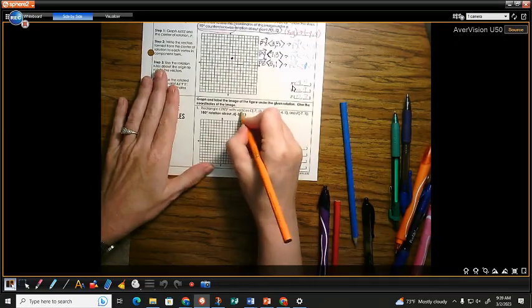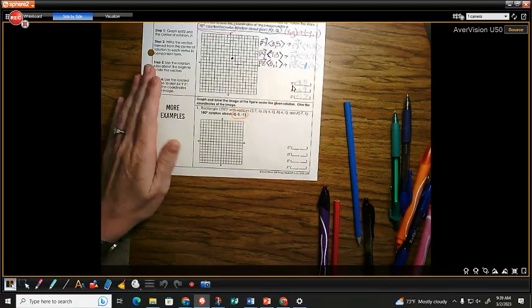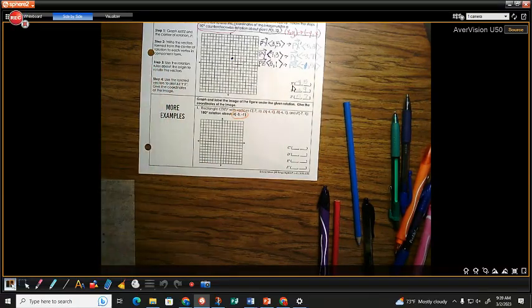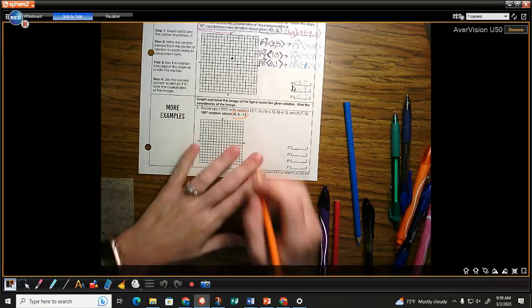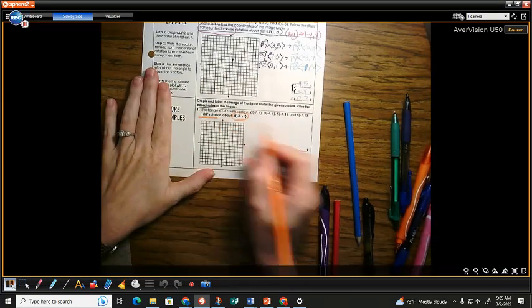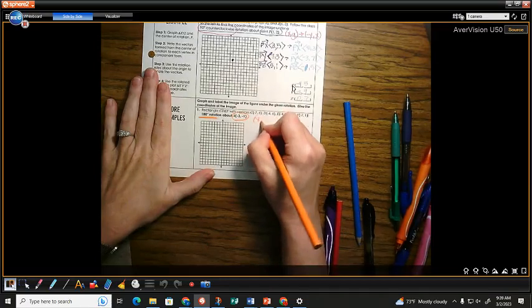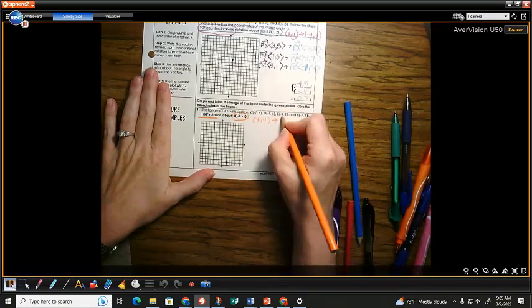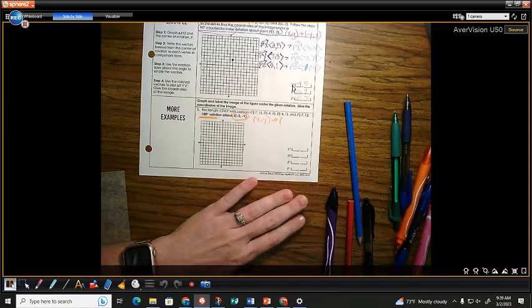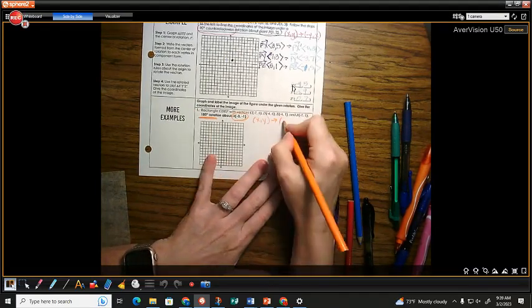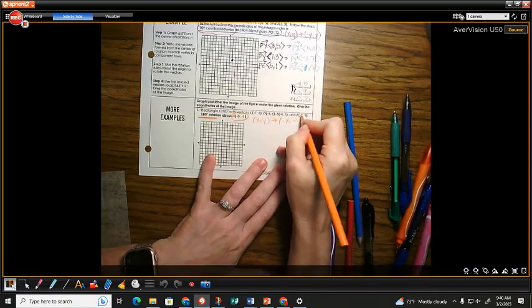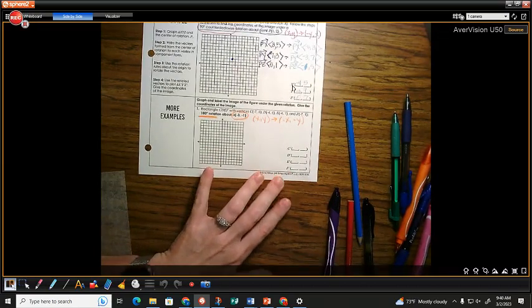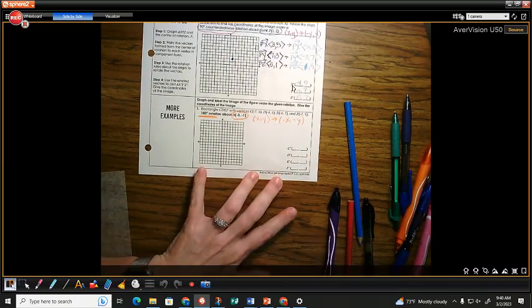Your point of rotation. Is it the origin? No. So am I going to rotate points or rotate vectors? Let's rotate some vectors. Okay, how far am I rotating them? Because I need to know what rule to use. 180 degree rotation. So that rule says to take x, y and move it to what? Negative x, negative y. So all my vectors are just going to switch the signs.